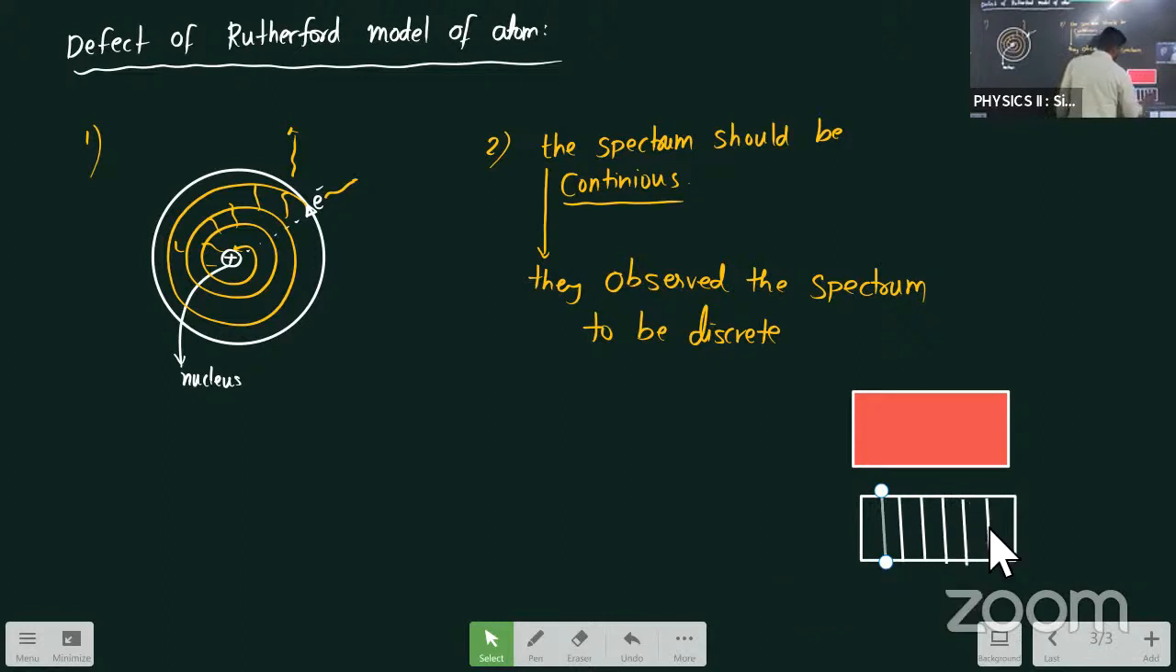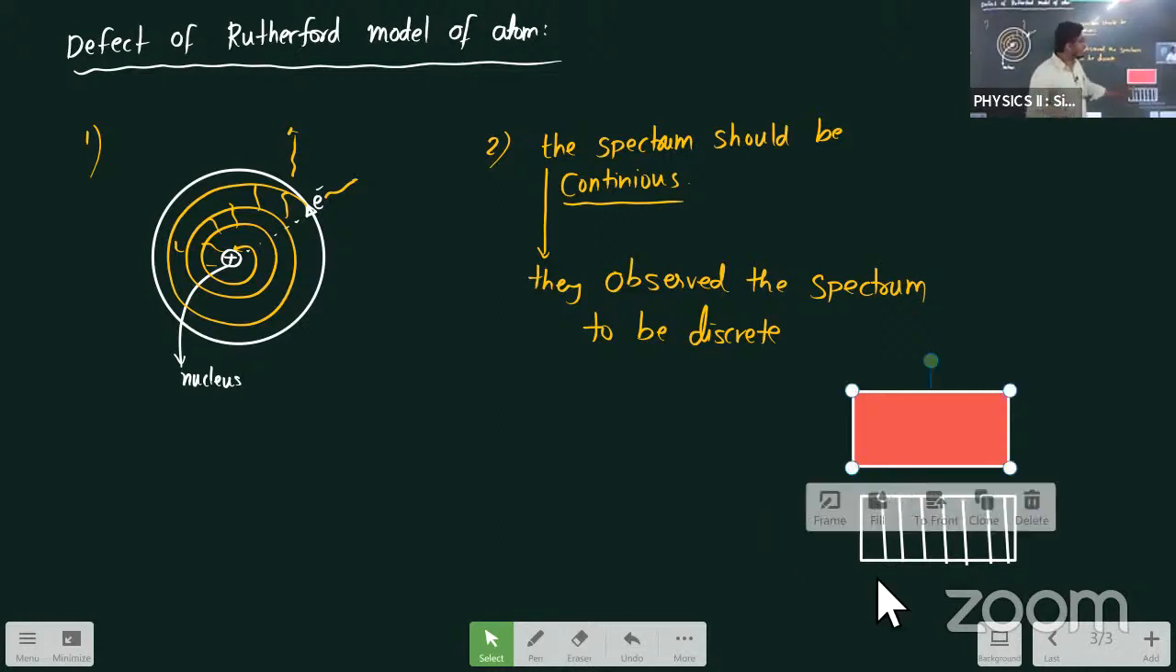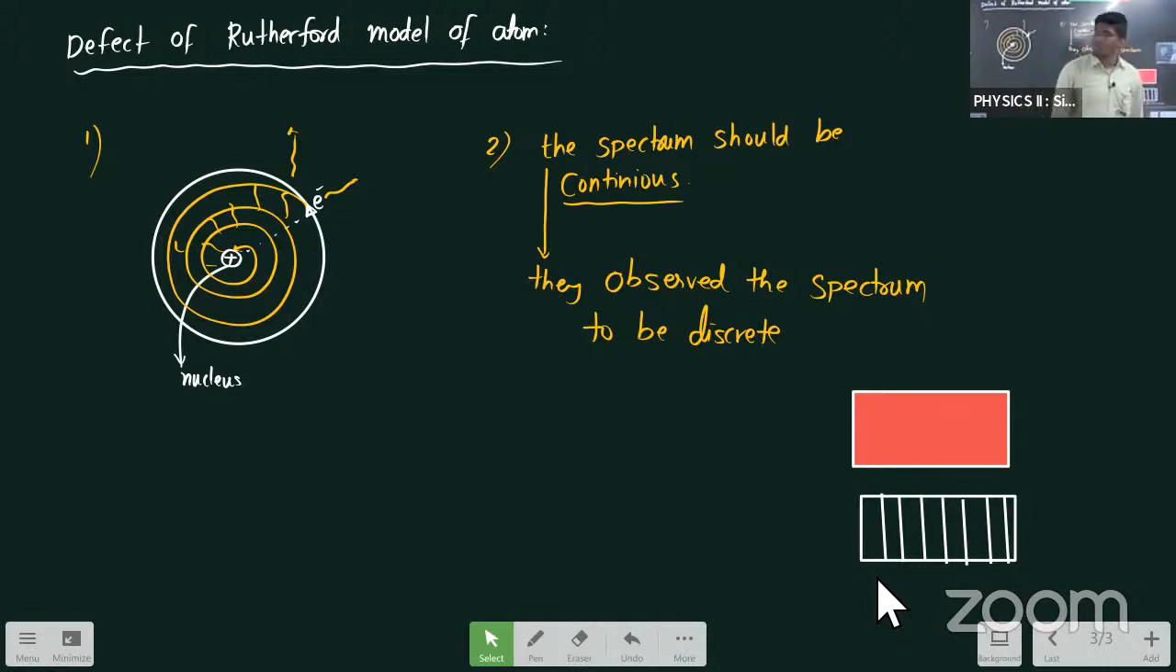So this was another defect of the Rutherford model of atom. According to his theory, we should get a continuous spectrum. But due to experimentation, we came to know that the spectrum is discrete, not continuous. I hope you understood the defects of the Rutherford model of atom.